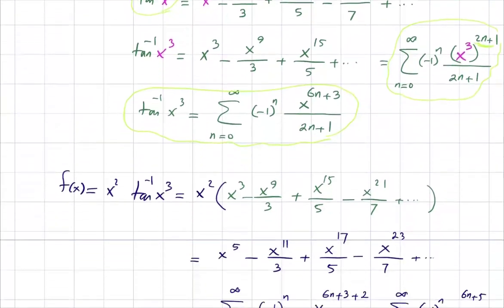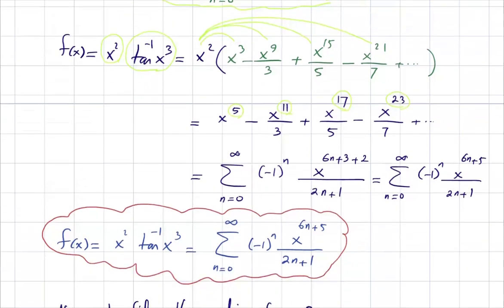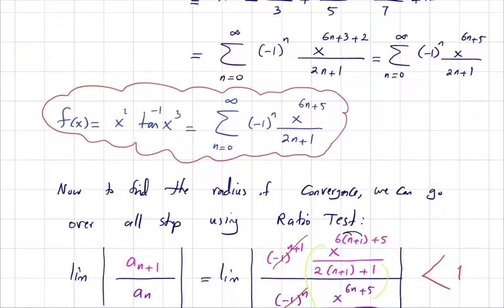Your function has x squared multiplied by inverse tangent of x cubed. So we basically distributed x squared into parentheses, and you only see the change in the power of x. Nothing else is changing. That makes sense. When you're multiplying x squared and a power series, you only combine the exponents for x, nothing else. So f of x, which is x squared inverse tangent of x cubed, is the summation of -1 to power n, x to power 6n plus 5 over 2n plus 1.